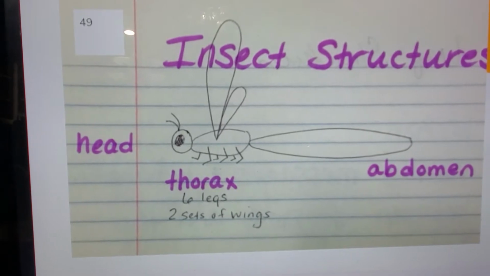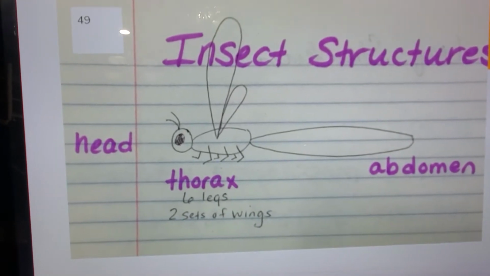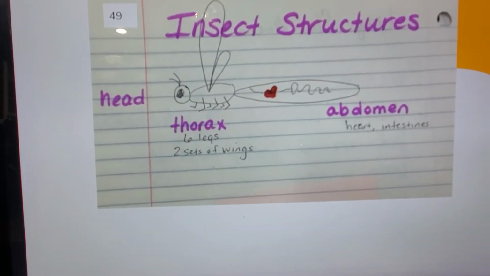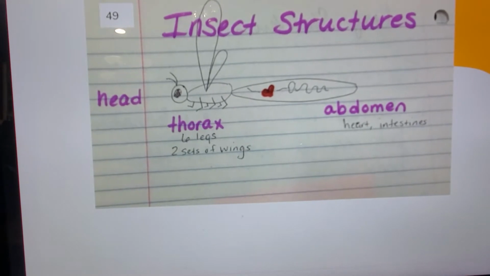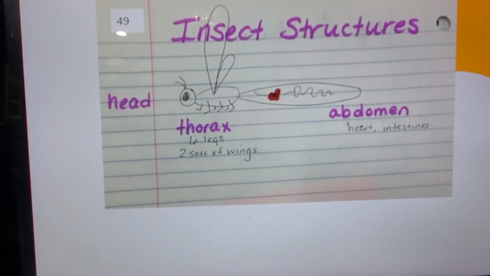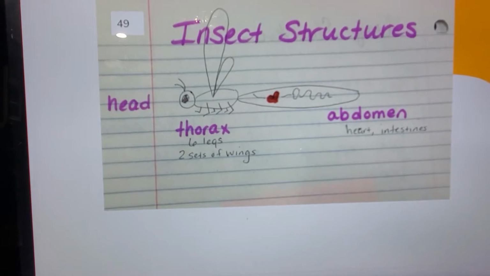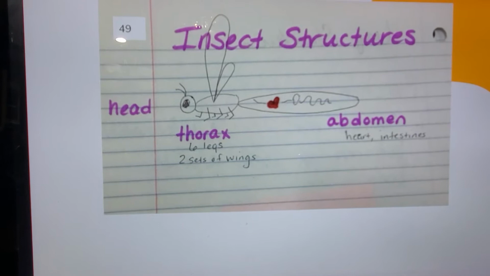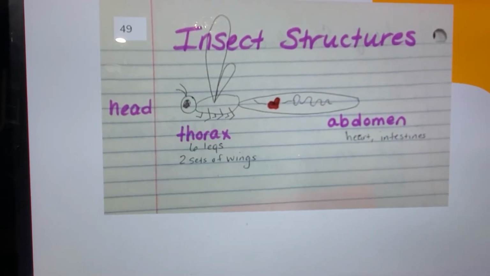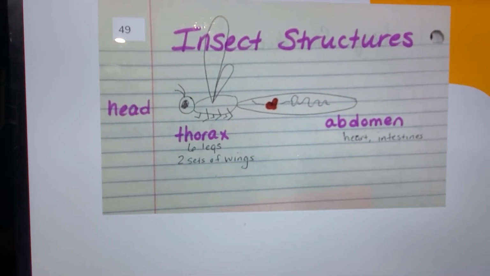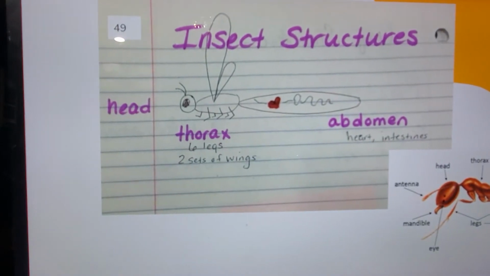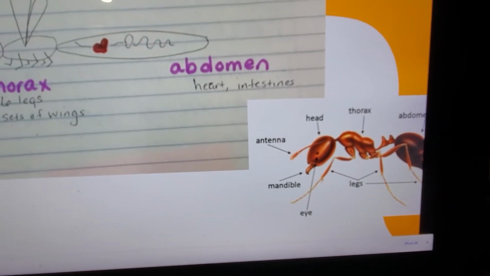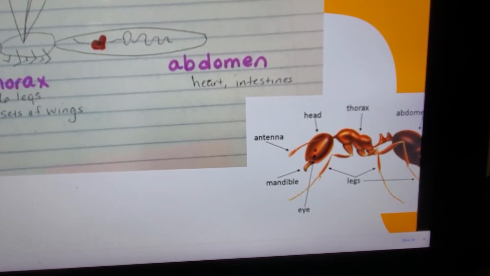And they sometimes have 2 sets of wings. Not always, though. In the abdomen is where you will find their hearts and the intestines. The thorax is where you're going to find where the legs are located, as well as where the wings are attached. And here is an example of an ant and what that would look like in a more realistic drawing.